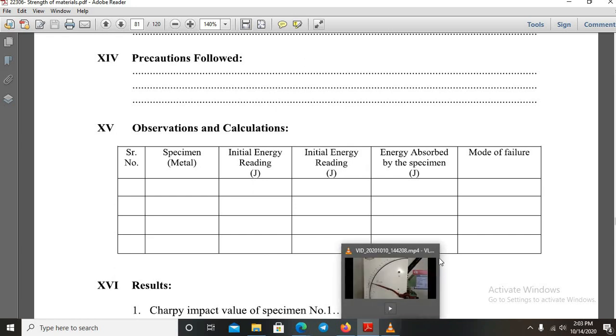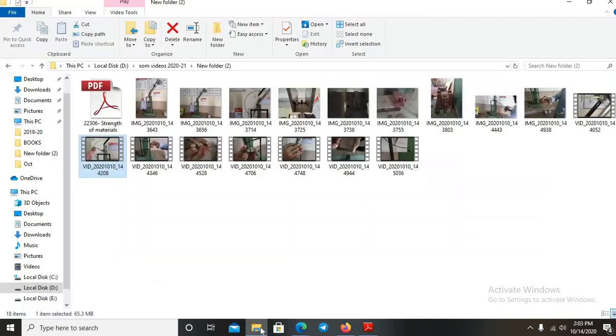To understand the final energy, let us take one specimen, so that you understand what exactly happens.